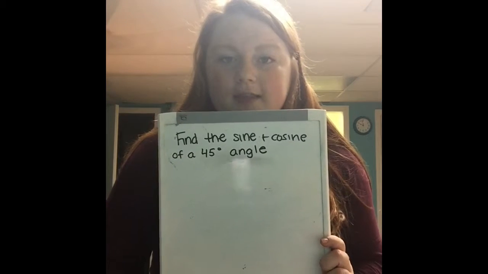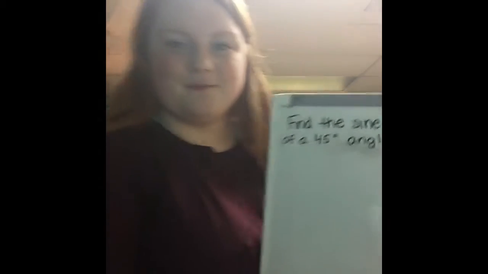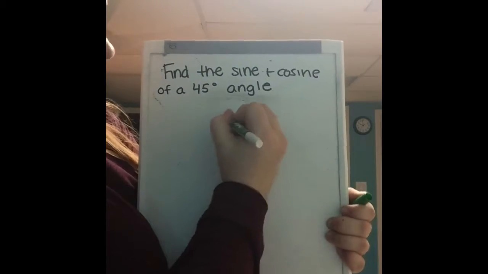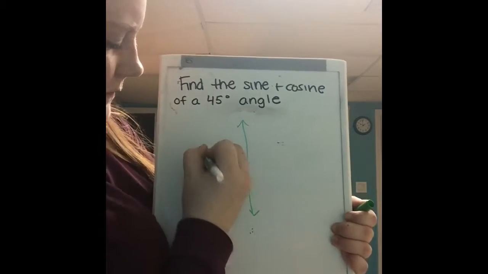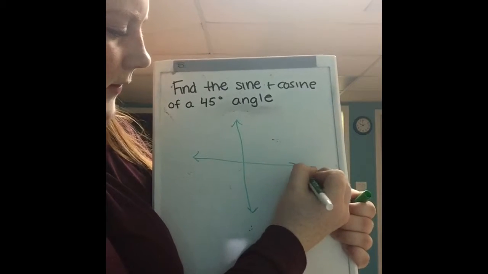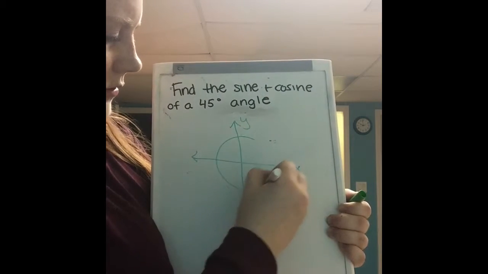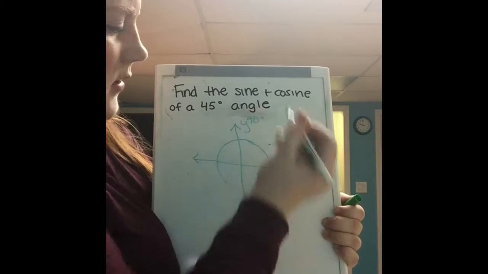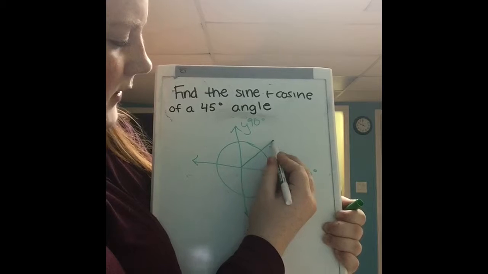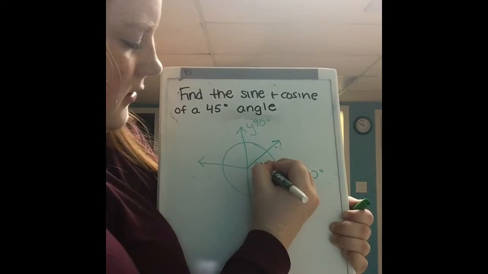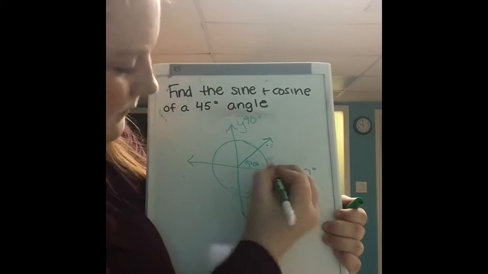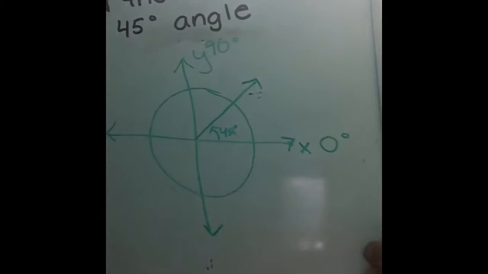To start with our first example, we find the sine and cosine of a 45-degree angle. So we start off by drawing our angle. As you draw your two axes, label x, y, and this is 0 degrees, this is 90. So 45 would lay right in between the two, making this 45 degrees. Let me fix that degree sign. Get a closer look at this.